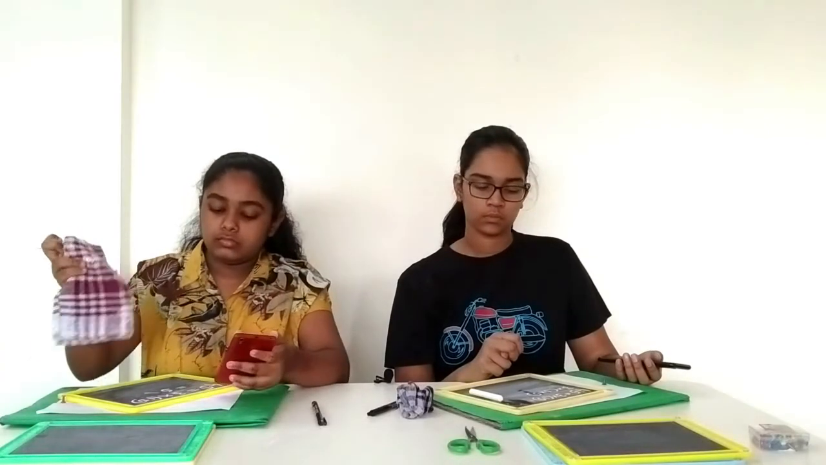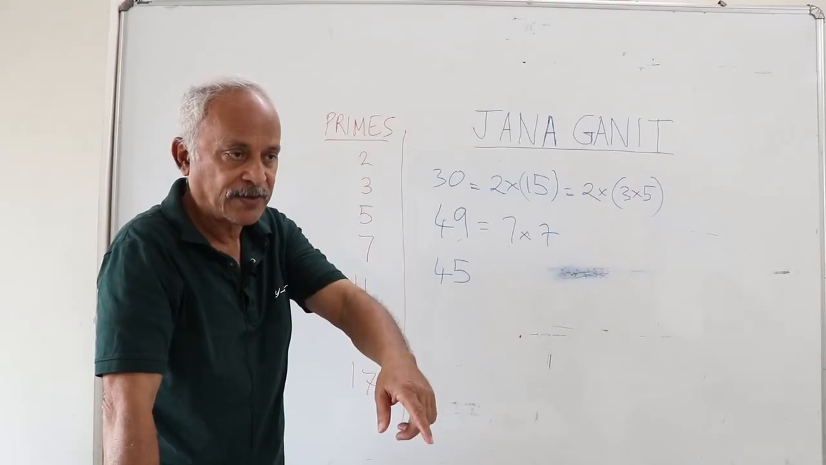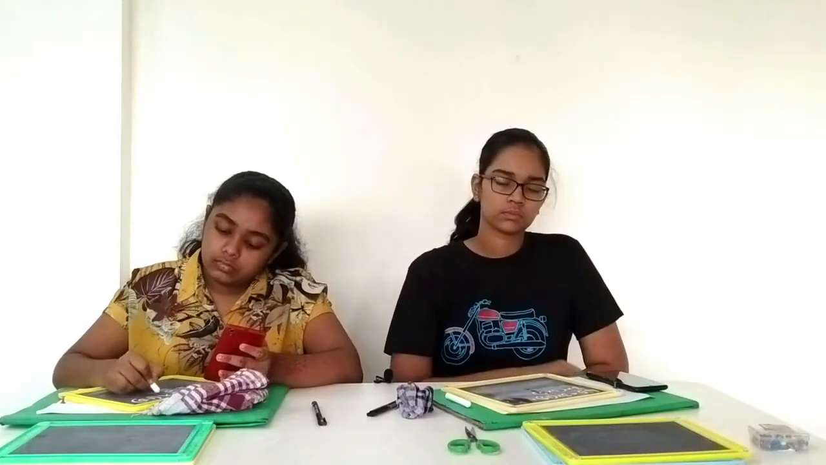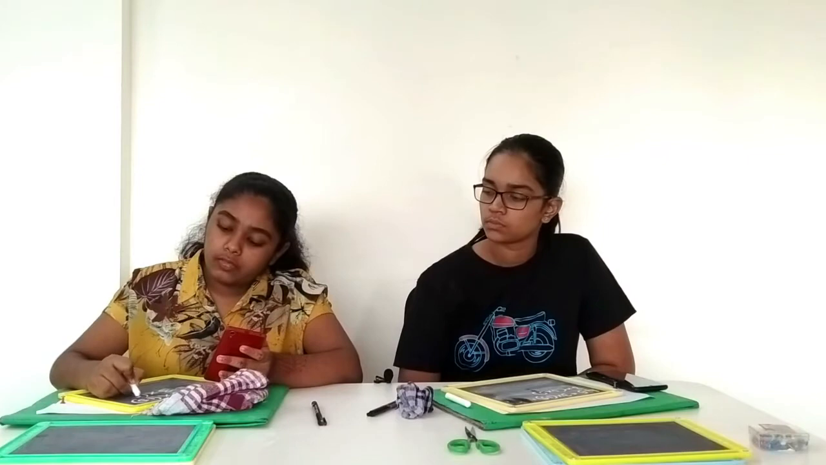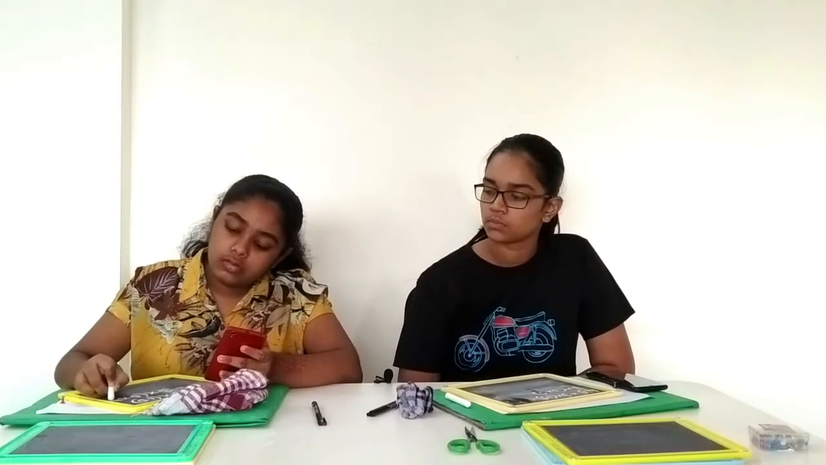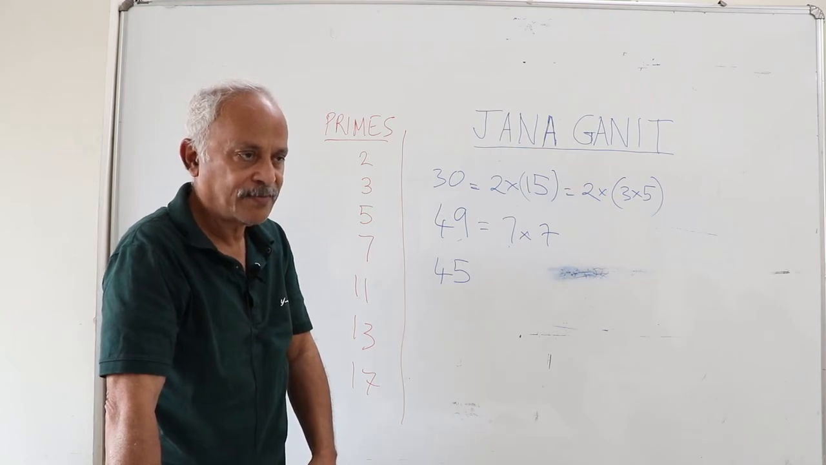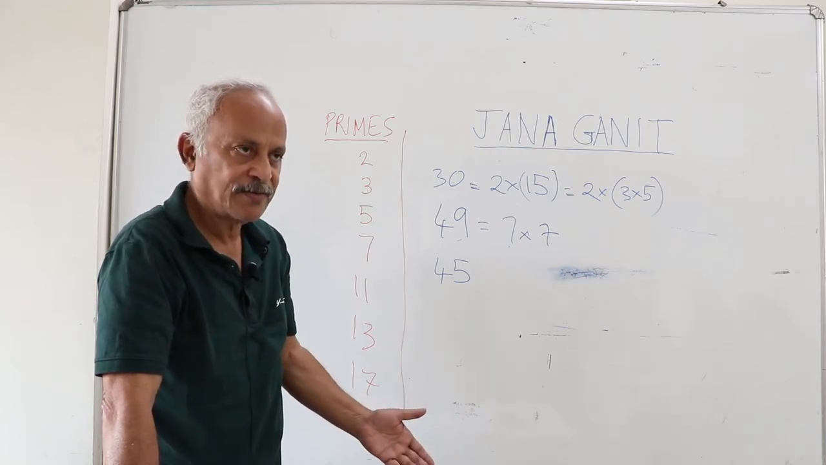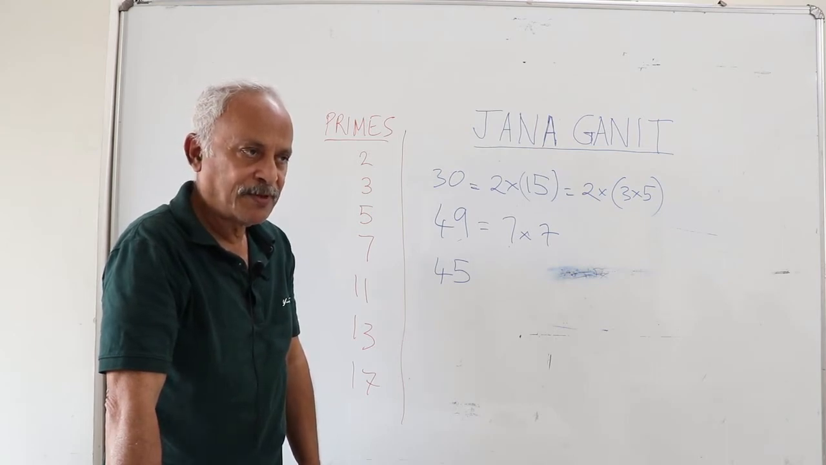So write that now. First write the 3 part. The 3 you have to write as it was earlier, into, and now you can replace 15 by 3 into 5 into 3. Okay. So now it is factorized. So now one more problem.